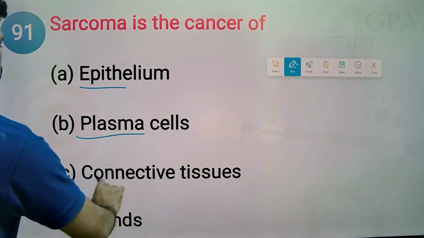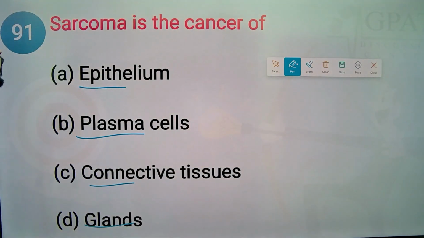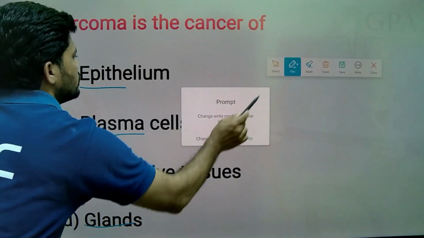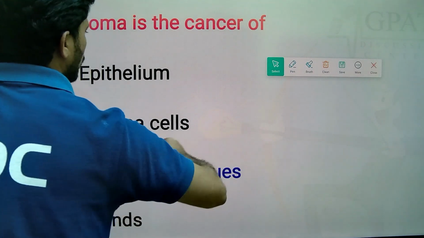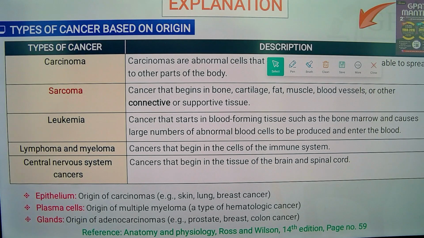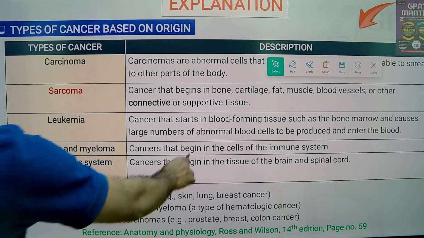Epithelium, plasma cells, connective tissue, glands. So sarcoma is simply cancer of the connective tissue. Sarcoma is a type of cancer that mainly attacks connective tissue. Here, the important types are carcinoma, sarcoma, leukemia, lymphoma, myeloma, and central nervous system cancers.